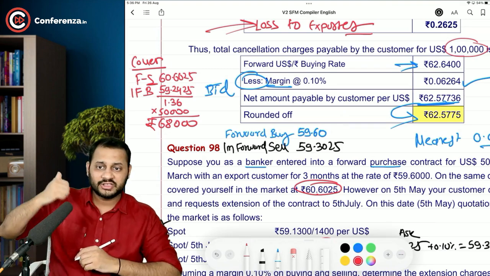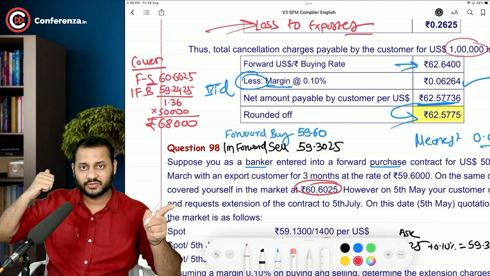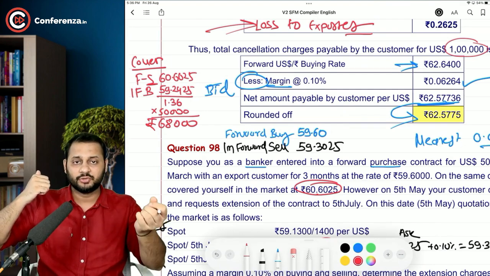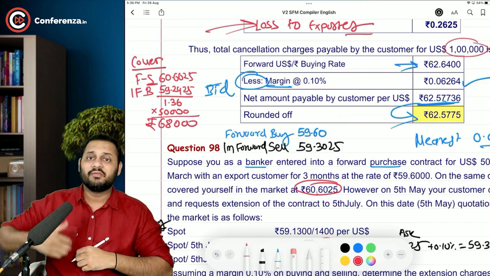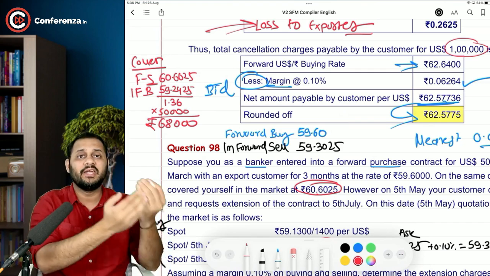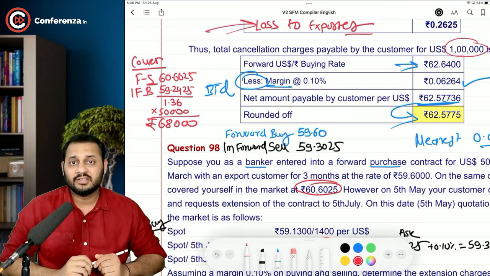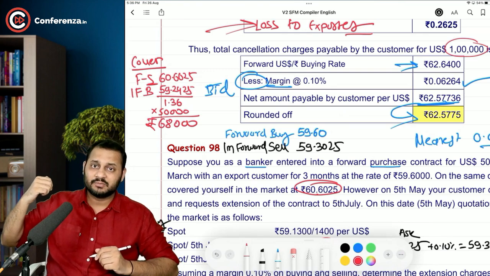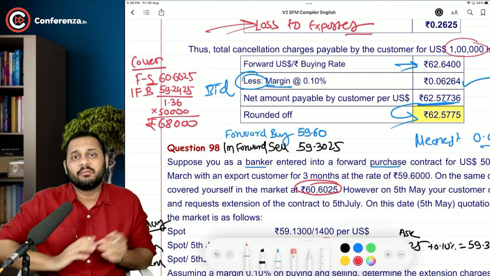If there is a loss in the interbank market rate because of the customer, we say that we should recover it from the customer. But if there is a profit in the interbank market because of the customer, it should be paid back to the customer. That's what the FEDAI rules are. If the bank is earning some profit because of the customer, it should be paid back to the customer.